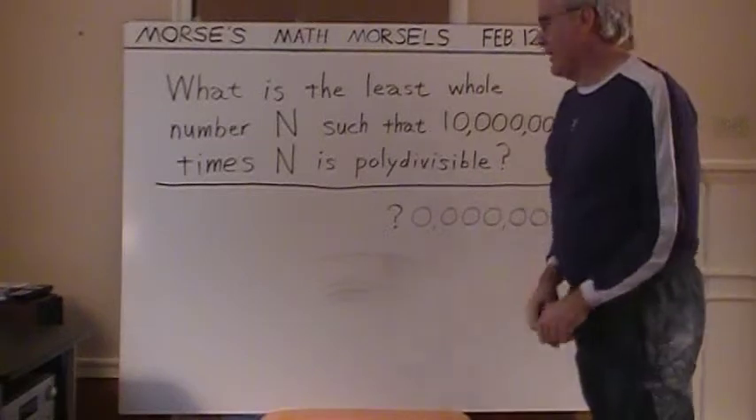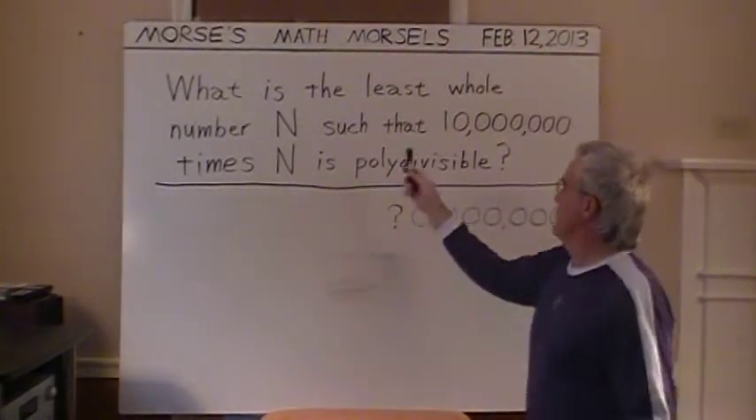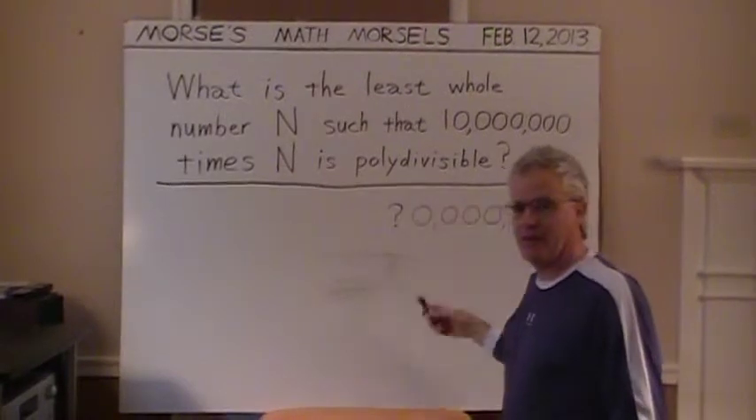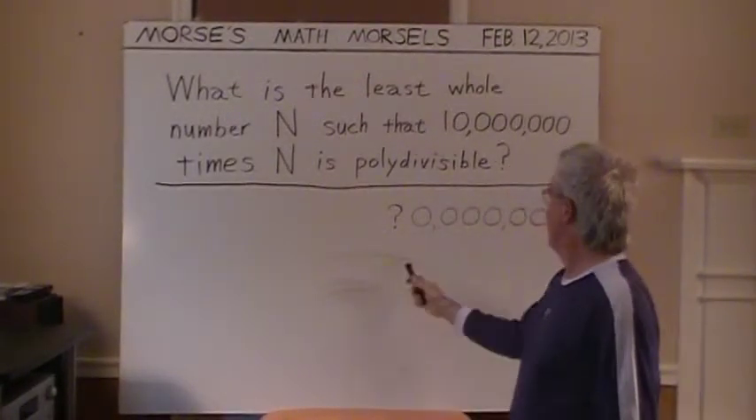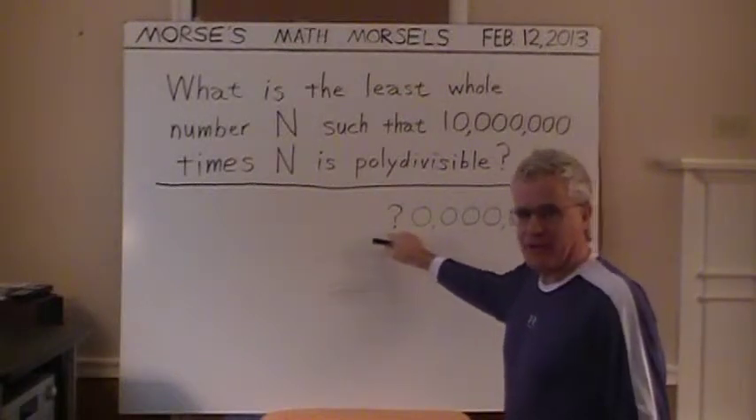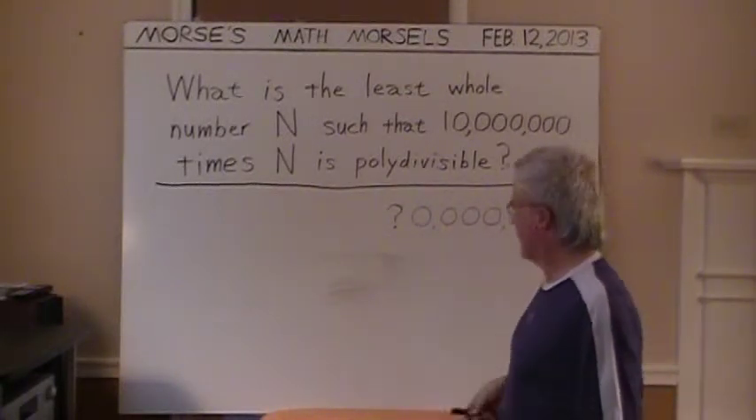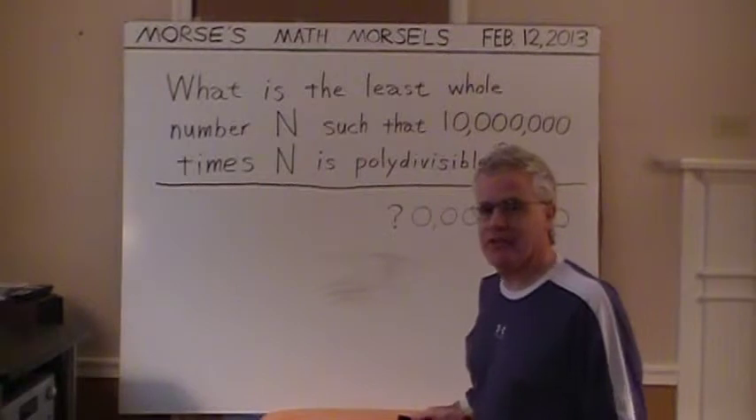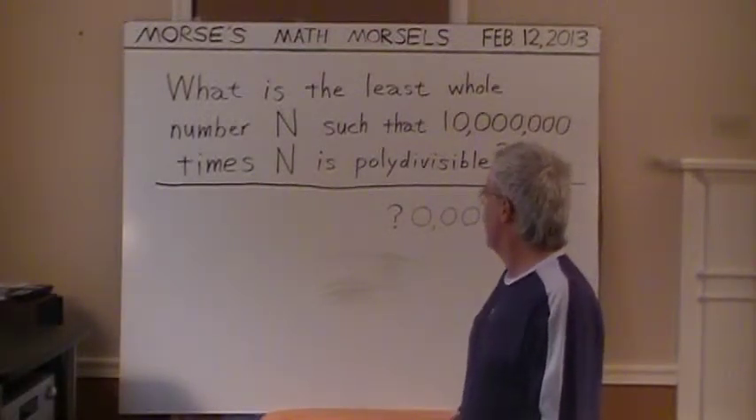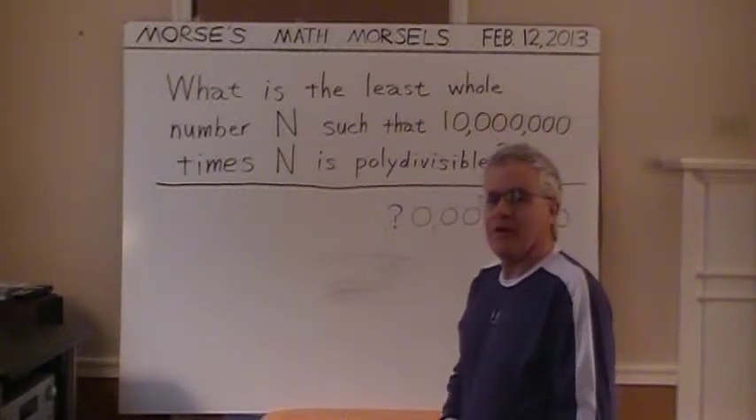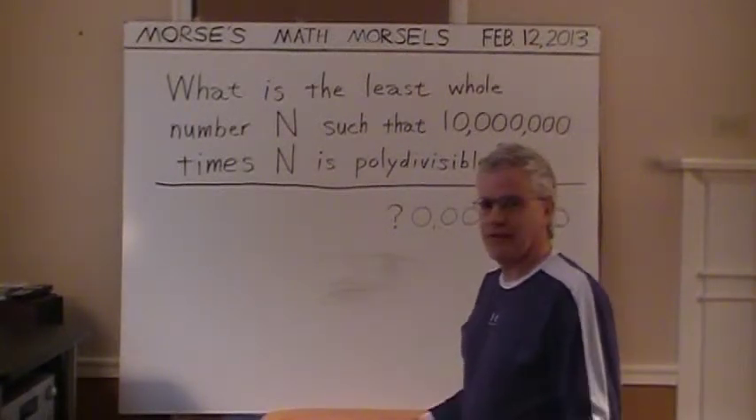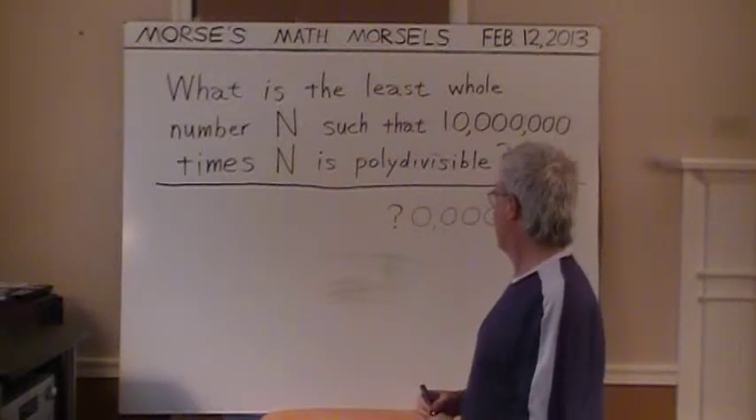So this problem asks, find the least whole number n such that 10 million times n is polydivisible. And since we have a whole number and n is going to take the place of that question mark, the whole number is going to be at least 8 digits long. And hence, it will have to be a multiple of 7 and 6, 5, 4, 3, etc. all the way up to 8.